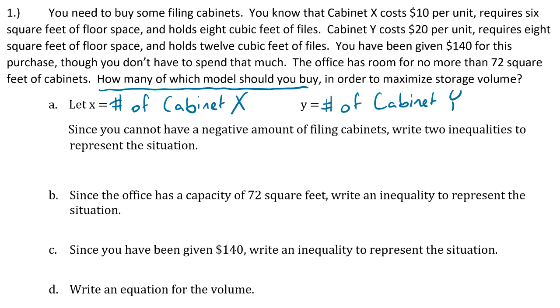Now, would it make sense to say that you're going to buy negative 10 filing cabinets? No, it can't be negative. So, in order to make sure that we don't have any negatives, we're going to put two inequalities: X is greater than or equal to 0, and Y is greater than or equal to 0.